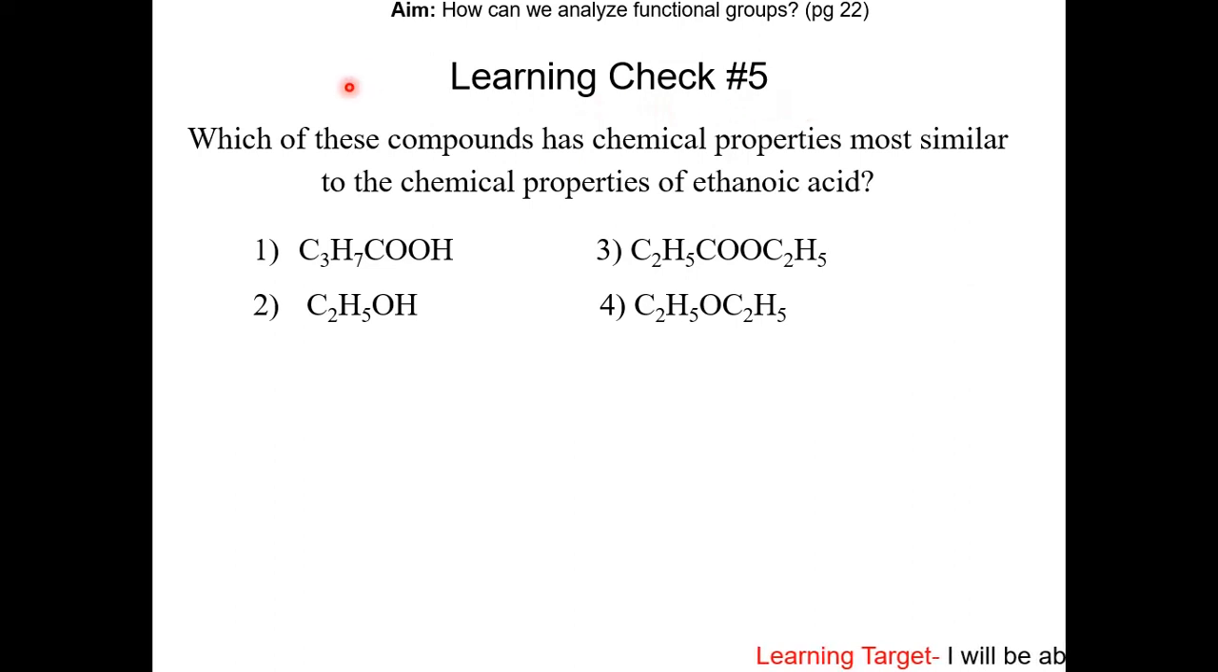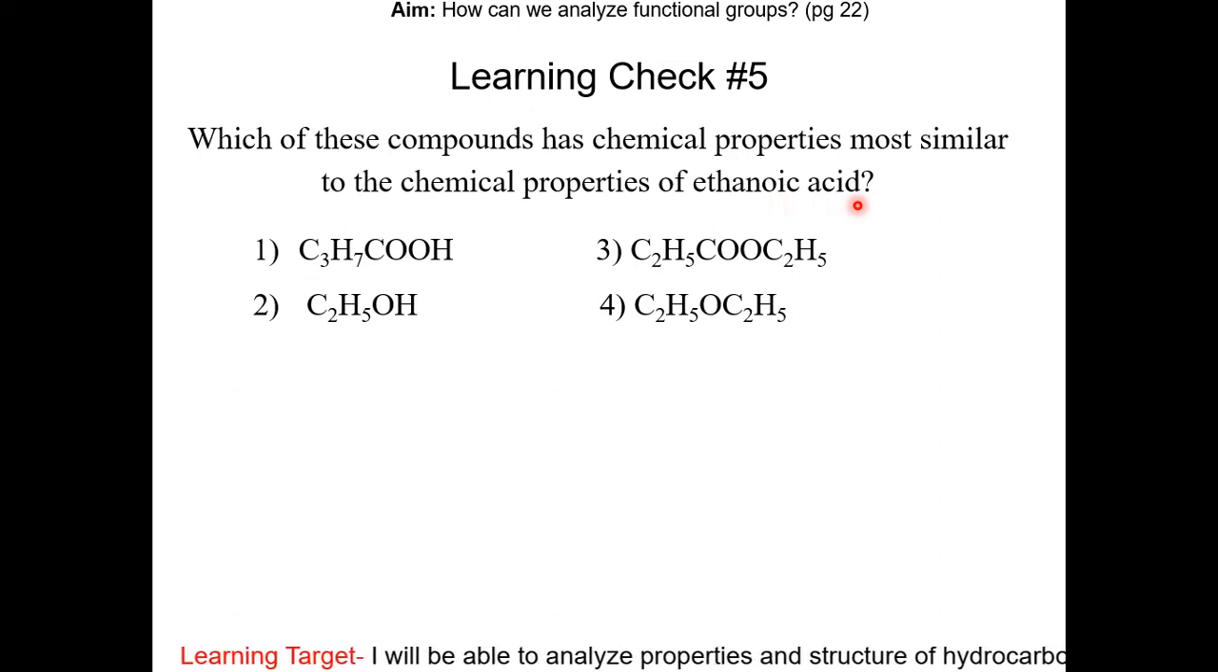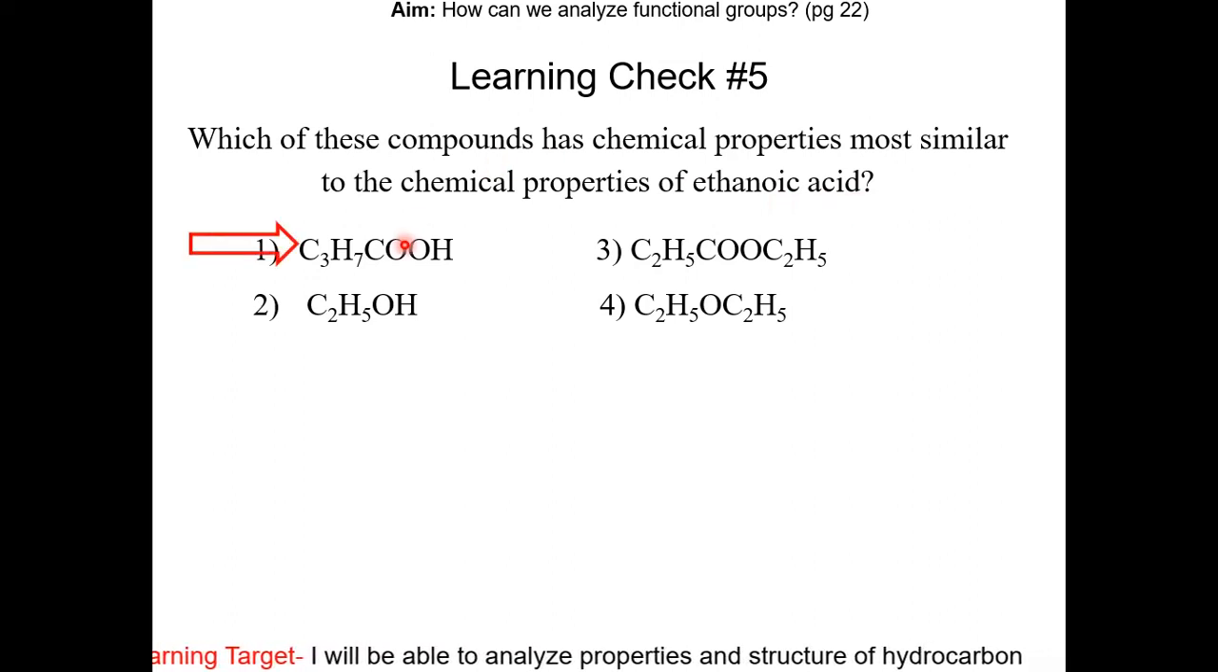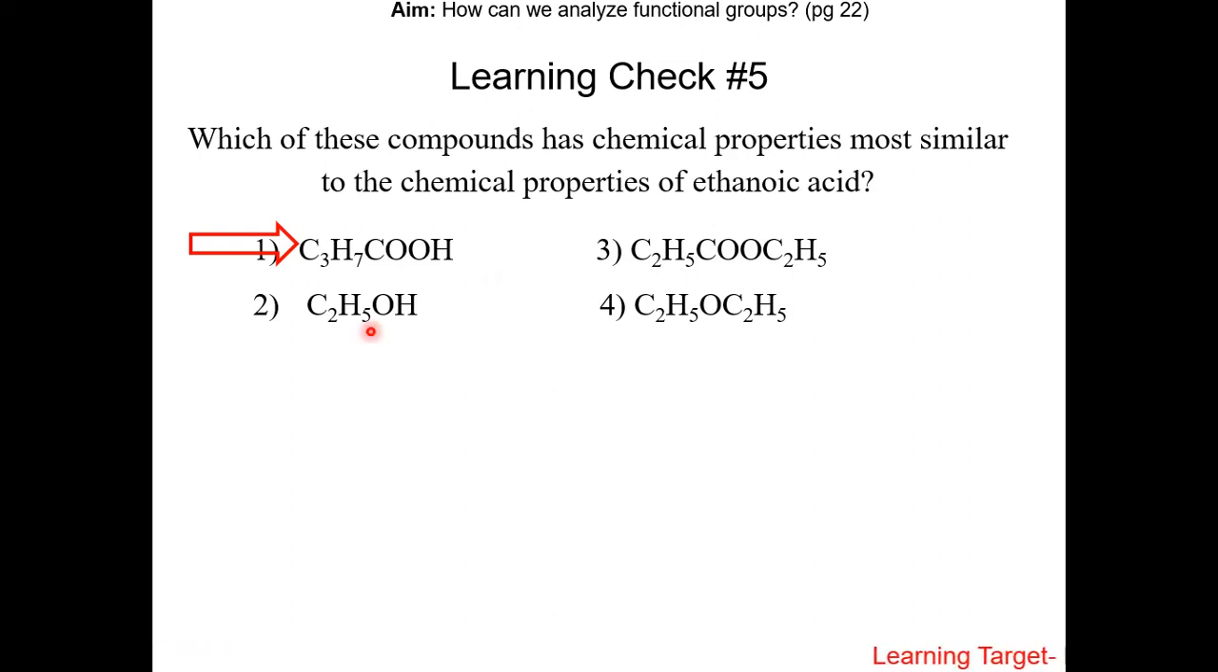Learning check number 5. Which of these compounds has chemical properties most similar to the chemical properties of ethanoic acid? Pause the video, resume as completed. Ethanoic acid is considered an organic acid because of the suffix oic acid. Therefore, the best answer will be choice 1 because this molecule is also considered organic acid as well. Choice 2 is an alcohol. Choice 3 is an ester. Choice 4 is an ether.